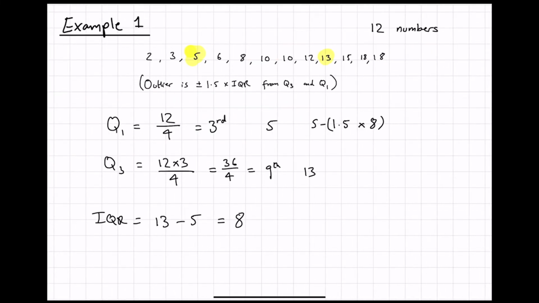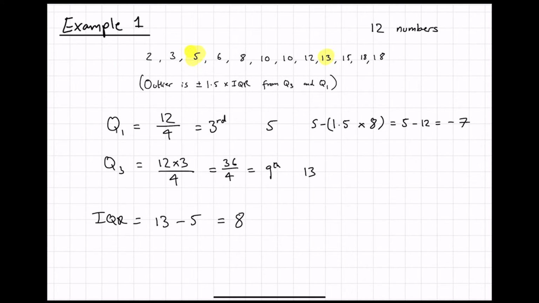If we were to solve that, 5 minus 8 times 1.5, which is 12, gives us a number of minus 7. So if you had anything less than minus 7, that would be an outlier. But you can see in this data, we don't actually have anything which is less than minus 7, which is completely fine. That means we have no outliers on the left-hand side over here.